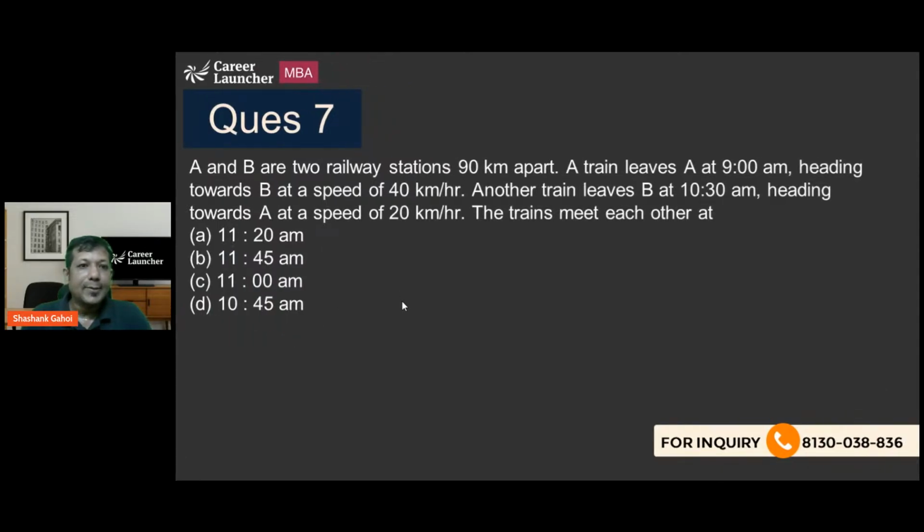It says that A and B are 2 railway stations 90 kilometers apart. So दो रेलवे स्टेशन है, दोनों का बीच का डिस्टेंस 90 है. So I'm saying this distance is 90. A train leaves A, so this is A, this is B. The train leaves A at 9 a.m.